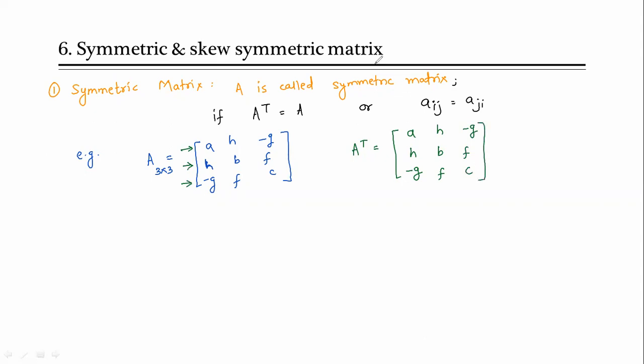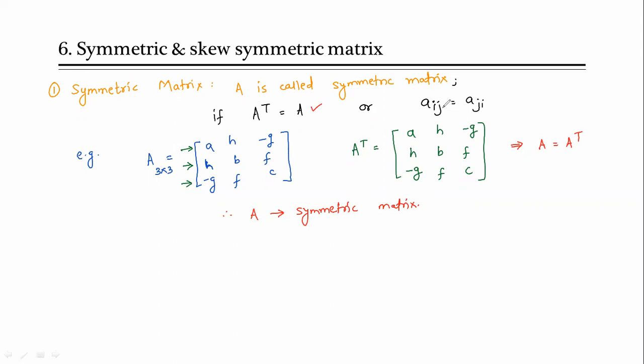Now, if you are observing both these matrices, these are what? Equal. Which implies A is equal to A transpose. Therefore, A is called a symmetric matrix. Okay, very easy. So I think this definition is clear.